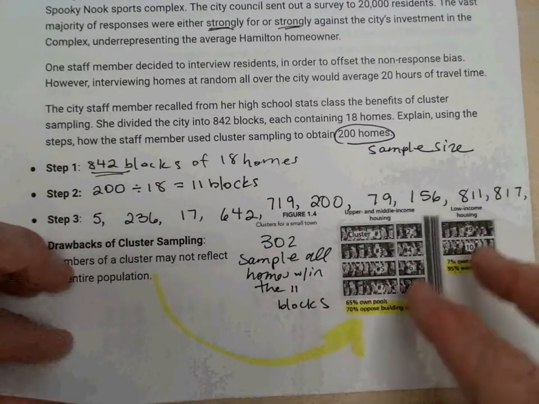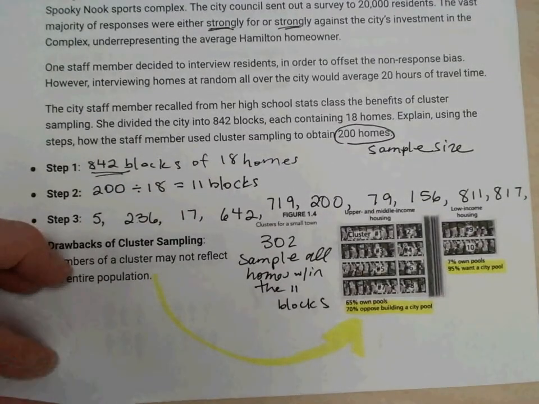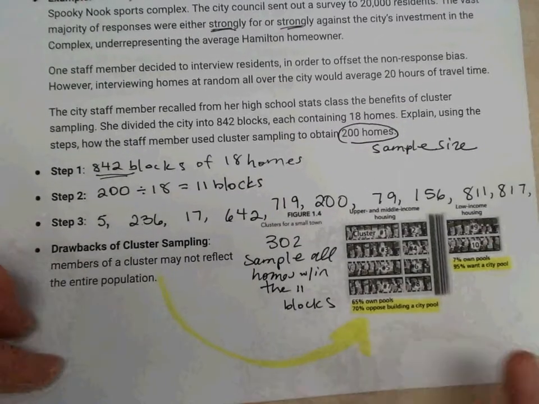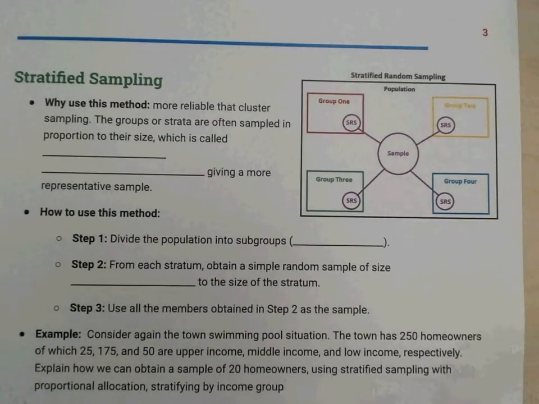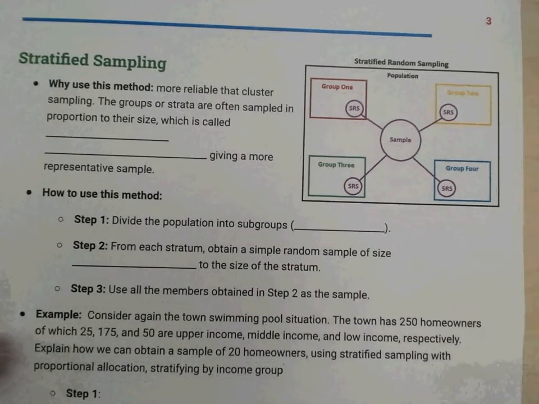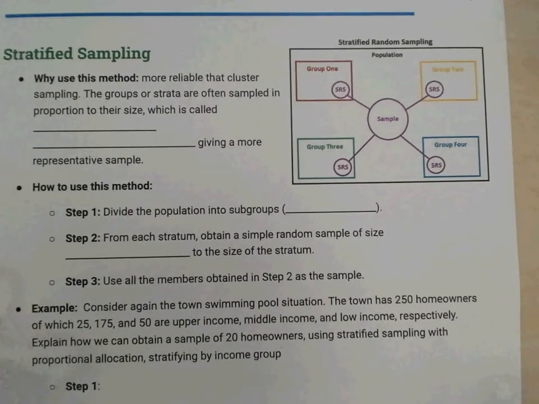So you can easily underrepresent certain communities because it is random and you're selecting whole blocks and whole clusters and sampling everyone within those clusters. But it has a lot of benefits as well, as we mentioned in the beginning. The next sampling method, the last one for today, is called stratified sampling.